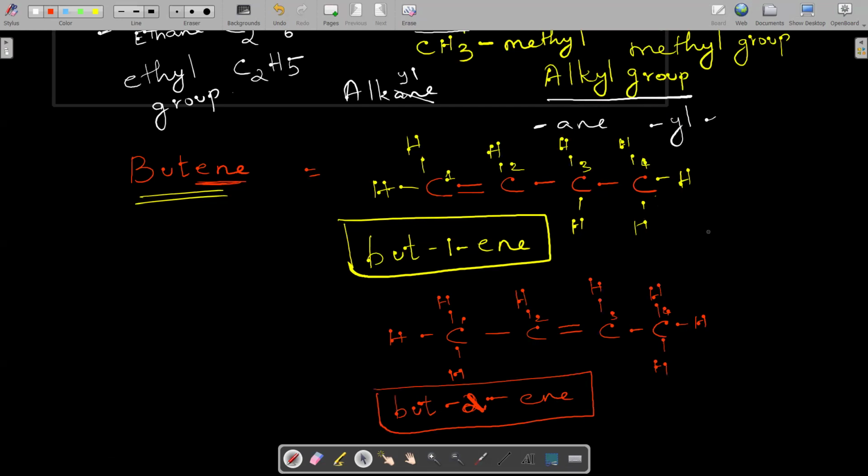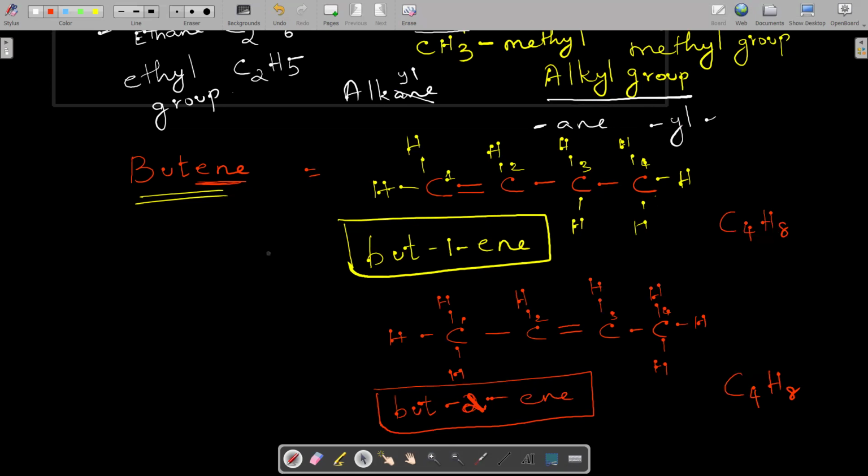Now if you write the molecular formula, what is the molecular formula of butene? But-1-ene is C4H8. But-2-ene also is C4H8. So the molecular formula is the same, C4H8, but the structural formula is different. So these are isomers of each other. But-1-ene and but-2-ene are structural isomers of each other. So the structures are different, right?